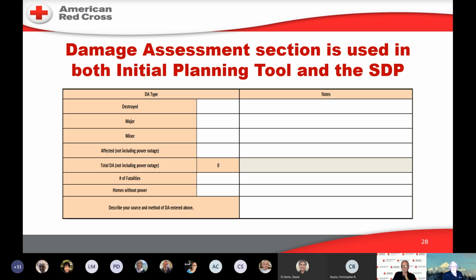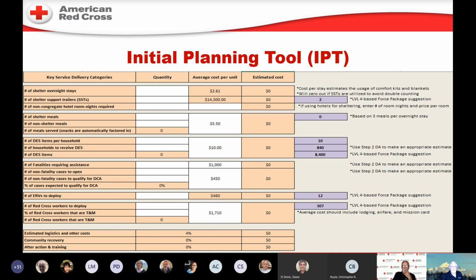And then describe how you came to these conclusions. Where are you getting that information from? This helps in the approval process, when you are meeting with the DDE, the DDD, or others who are looking over what your projections are. How long you're going to be there, how many people are affected. You again are projecting overnight stays.